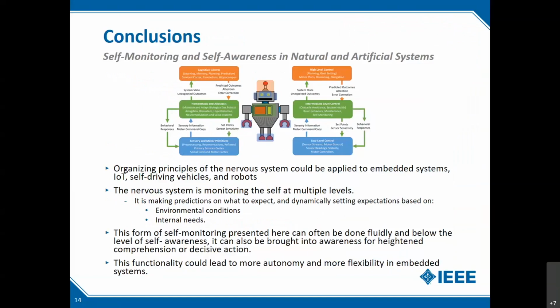The last slide is an overview. Some of these organizing principles of the nervous system can be applied to embedded systems, Internet of Things, self-driving vehicles, and our work in robotics. The nervous system is monitoring the self at multiple levels, making predictions of what to expect, and setting different expectations dynamically, which is very important. If something becomes important, it gets heightened to the level of self-awareness. We believe following some of these models could lead to more autonomy and more flexible behavior.